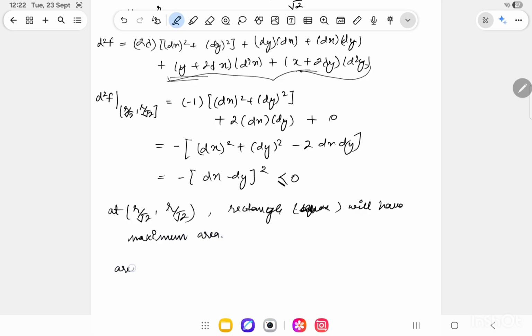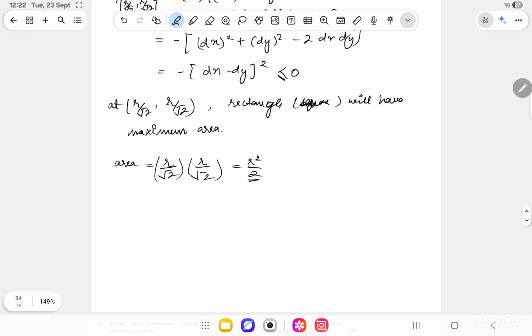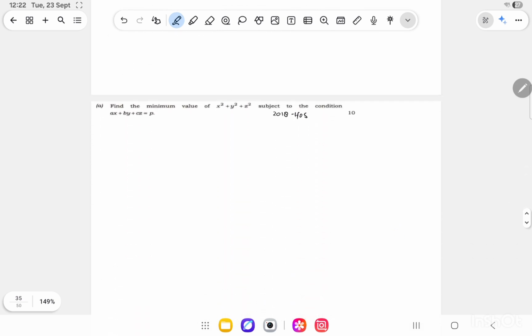And that area will be r by root 2 into r by root 2, that is r square by 2. Now let's move on to the next question. So the next question says that find the minimum value of x square plus y square plus z square subject to this condition.